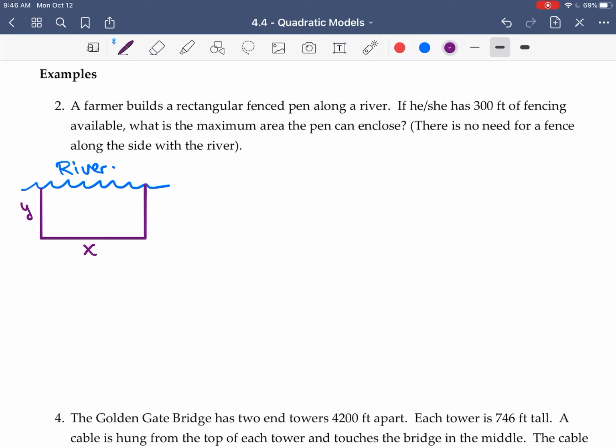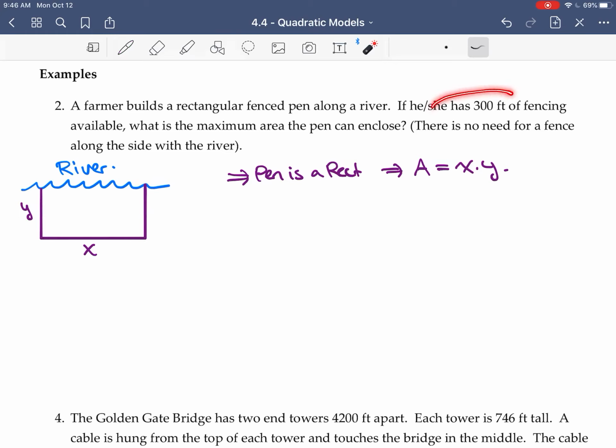Okay, then we know right away, because it's a rectangle, we know how to find the area of the pen. It's going to be X times Y. Okay, but we only want the area in one variable. So what we're going to do is replace one of those variables. So we need to use the fact that they only have 300 feet of fencing.